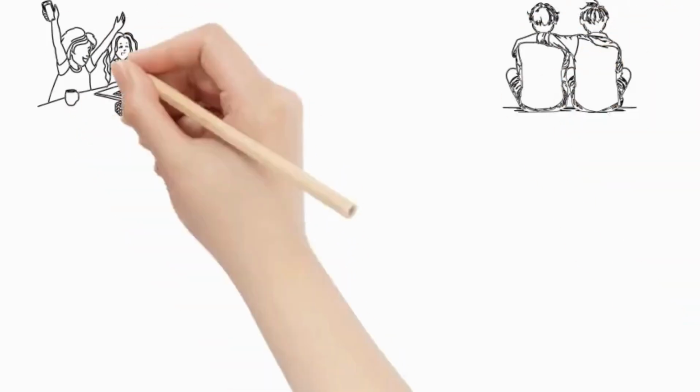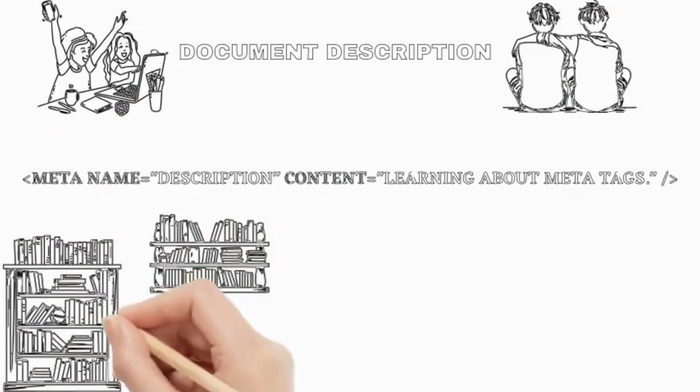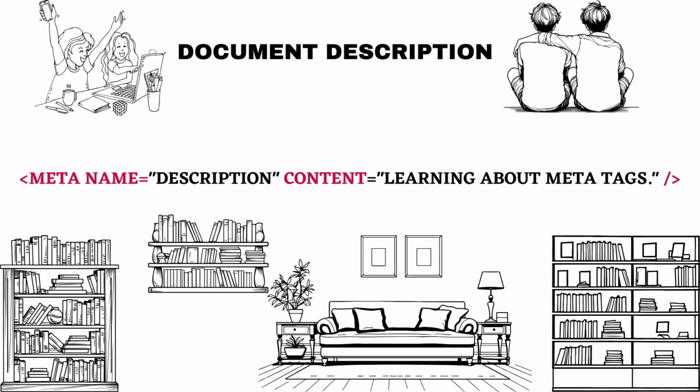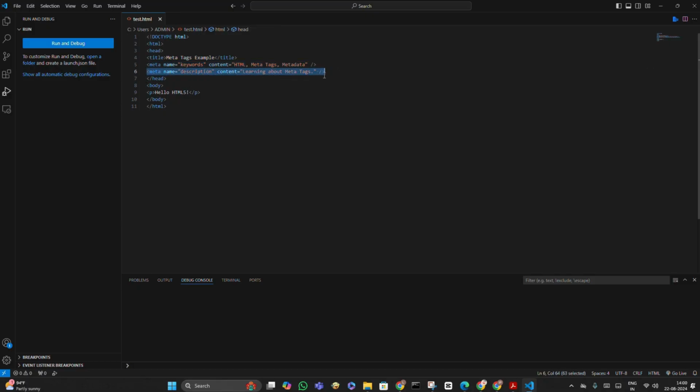Another use of the meta tag is to give a short description of the document. This description can also be used by search engines while indexing your web page. This provides a summary of your page's content to users and search engines.